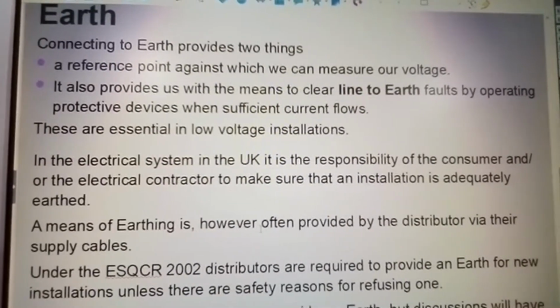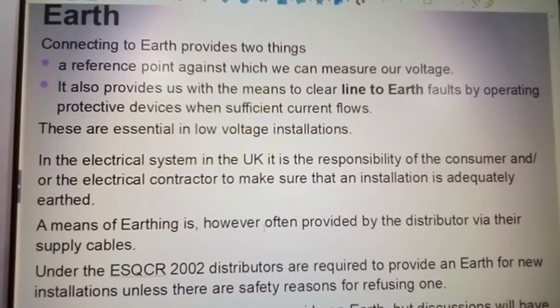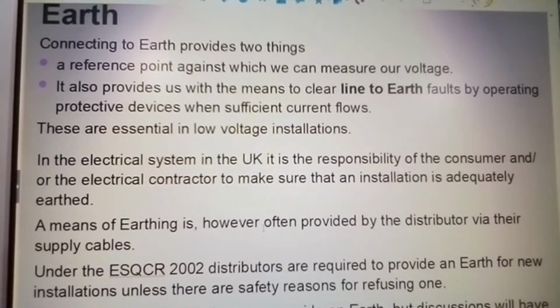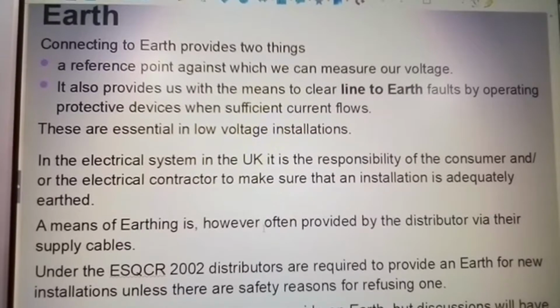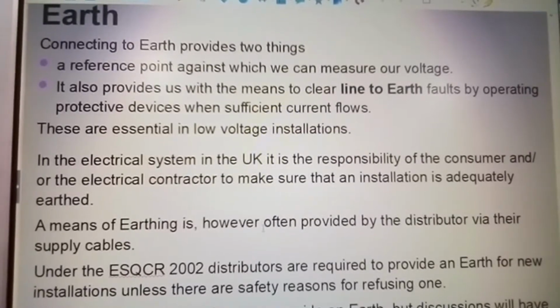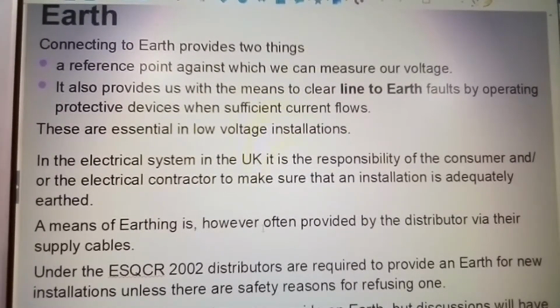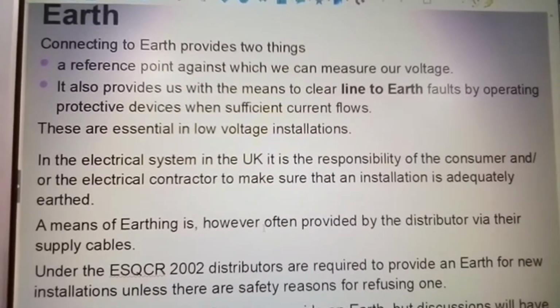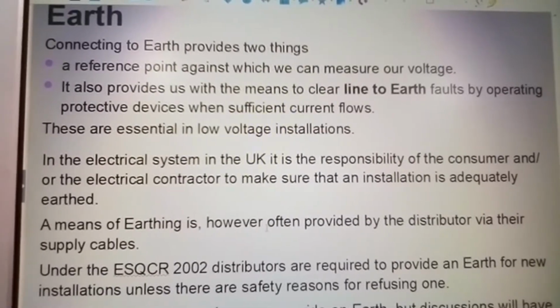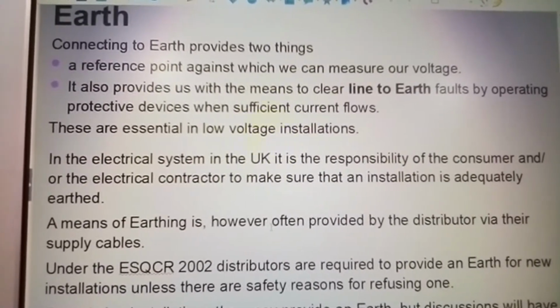Now earthing. Connecting to earth provides two things: a reference point against which we can measure our voltage. It also provides us with the means to clear line to earth faults by operating protective devices when sufficient current flows. These are essential in low voltage installations.